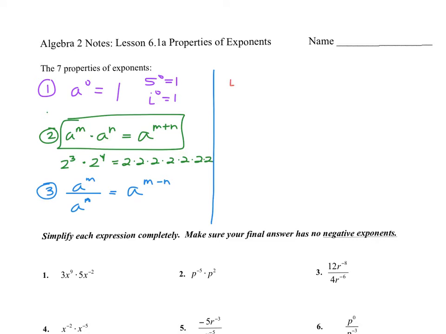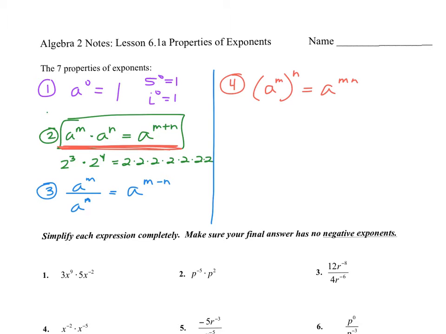Okay, fourth one. What if we have this set up? So a to the m, and we take that expression to the nth power. Do you know what you do with that one? Now you multiply, okay? So notice the difference. Number 2 over here, you had 2 bases of a. We add those together. If you have the same base and you take it to the nth power, now you multiply them. So this is going to be a to the mn, m times n.